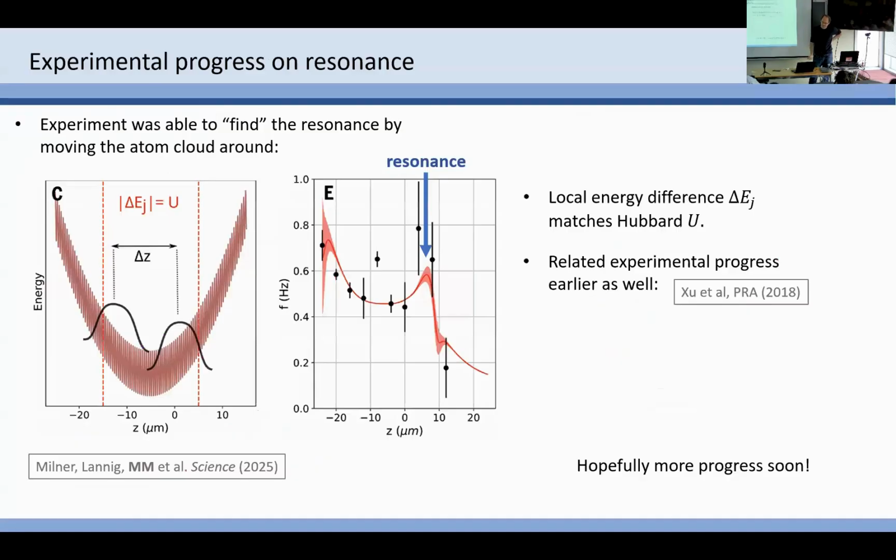Okay, so with that, I guess I should comment that Jeannie's experiment was also able to at least find this resonance that I was telling you guys about. They didn't tune the Rabi frequency, but they slid their cloud across the harmonic trap. And in places where the local potential energy matched the Hubbard U, they saw increased signal strength. So they at least found the resonance. Hopefully, there's some cool stuff that will come out of that.